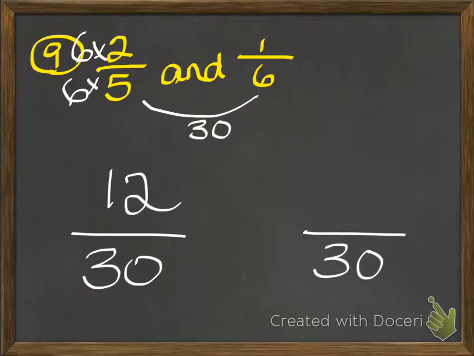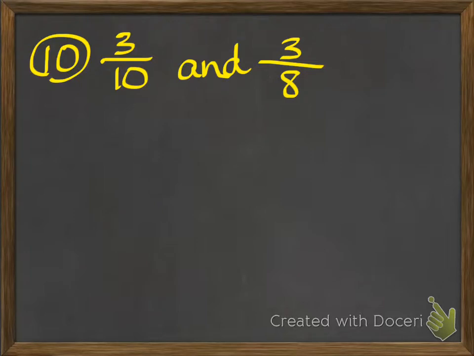Over on my fraction 1/6, to get the 6 to 30, I have to multiply it times 5. Whatever I do to the bottom, I have to do to the top. So I multiply 1 times 5. So now we have renamed our fractions and we have a common denominator of 30.